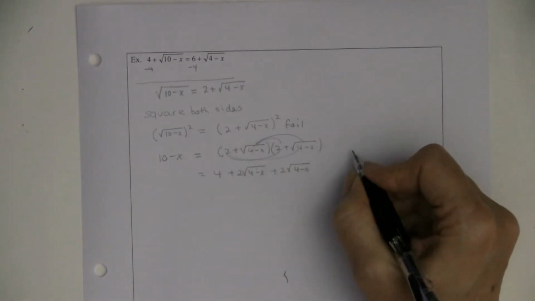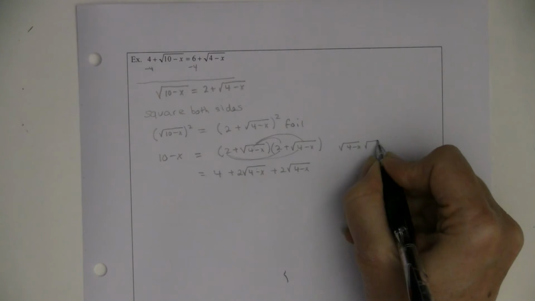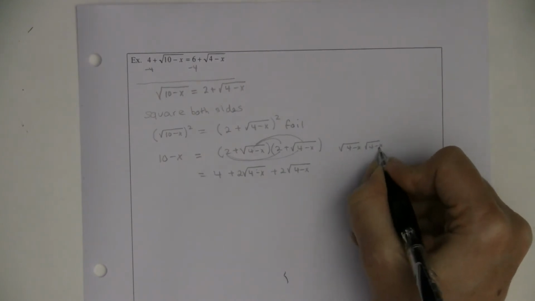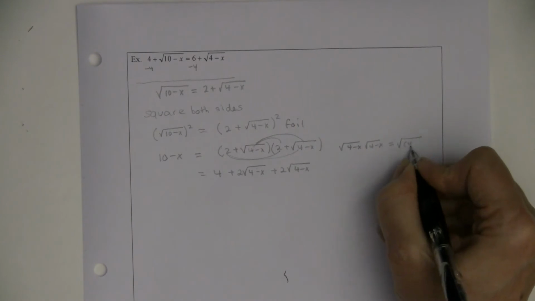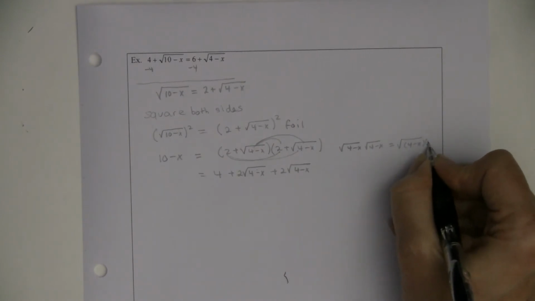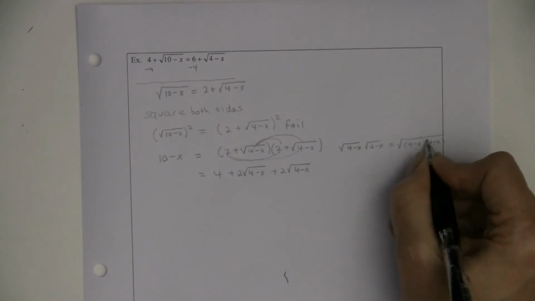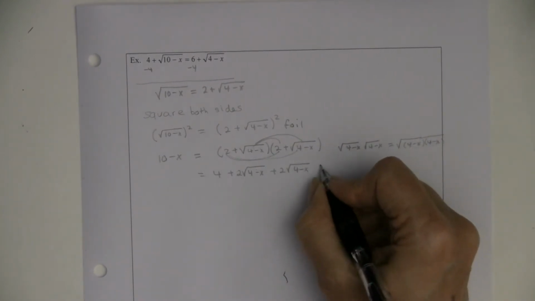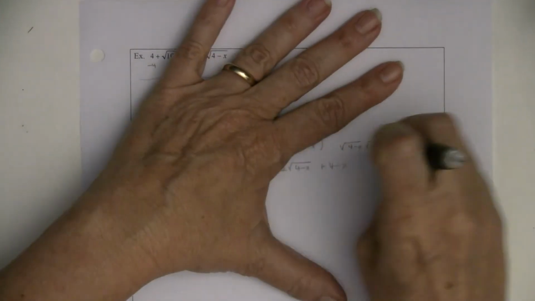And then look at what you got there. You got the square root of 4 minus x times the square root of 4 minus x. And that's the square root of 4 minus x times underneath the same square root, right? And remember, for every 2 that are the same, 1 comes out. So this is plus 4 minus x. Do you guys agree?